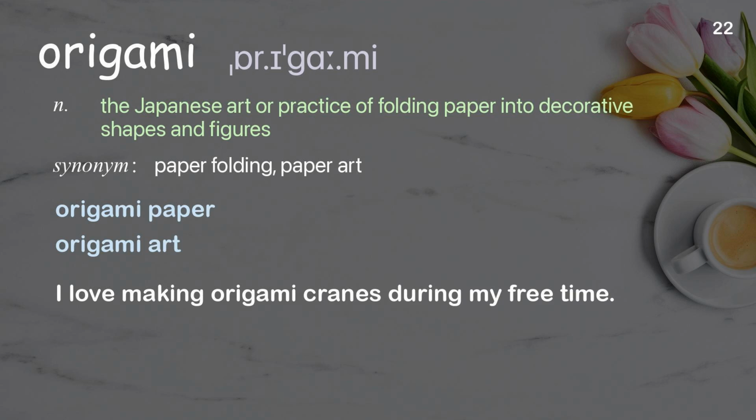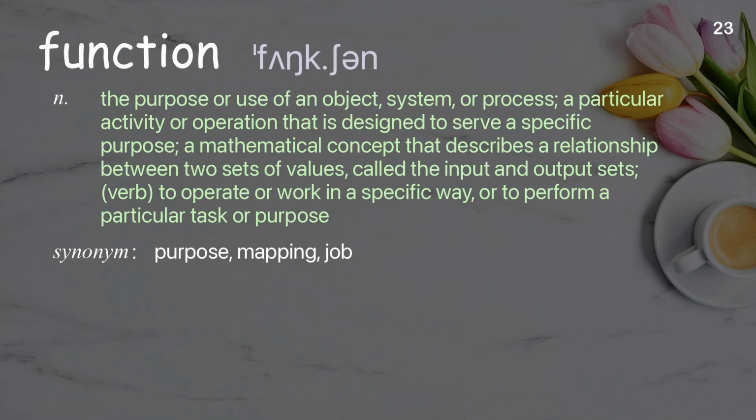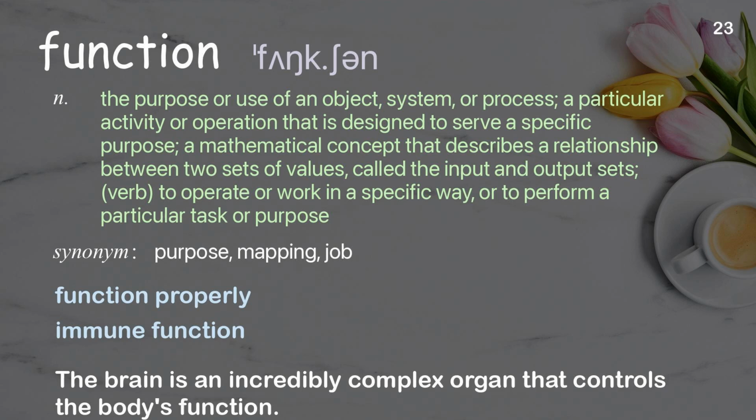Function. The purpose or use of an object, system, or process, a particular activity or operation that is designed to serve a specific purpose. A mathematical concept that describes a relationship between two sets of values, called the input and output sets. Verb, to operate or work in a specific way, or to perform a particular task or purpose. Examples. Function properly. Immune function. The brain is an incredibly complex organ that controls the body's function.